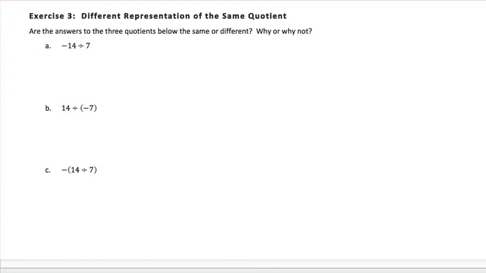In exercise 3, we're given 3 representations and we're asked if the answers to these 3 quotients are the same or different. So we'll quickly divide. Negative 14 divided by 7 is negative 2. 14 divided by negative 7 is negative 2. And the opposite of the quotient of 14 and 7, 14 divided by 7, is 2, and the opposite of 2 is negative 2. So the quotients are the same.